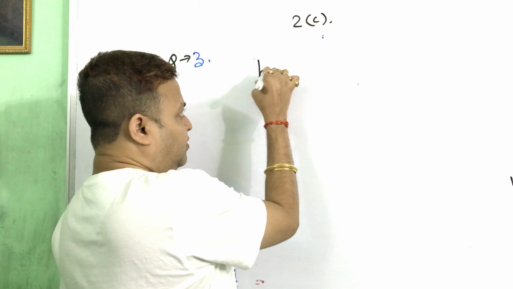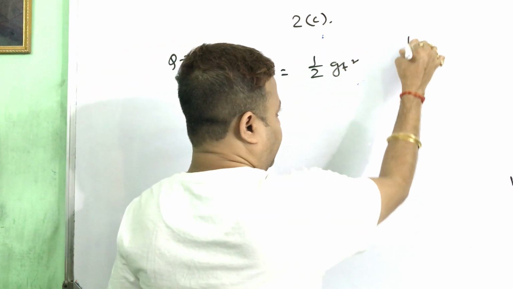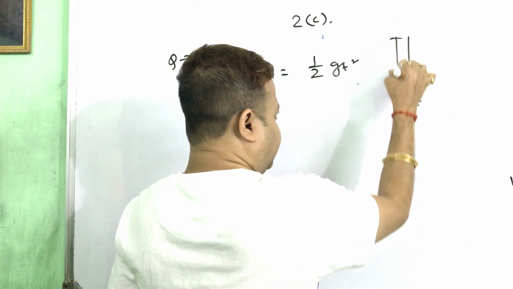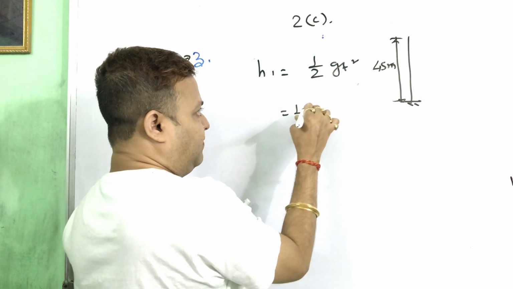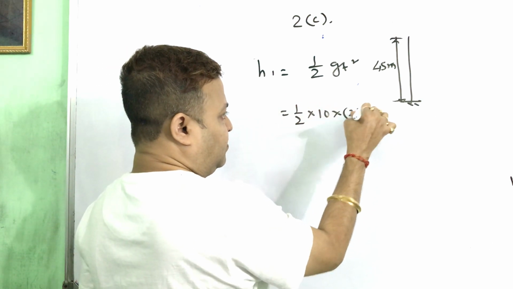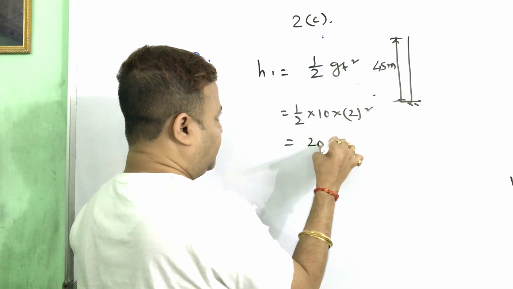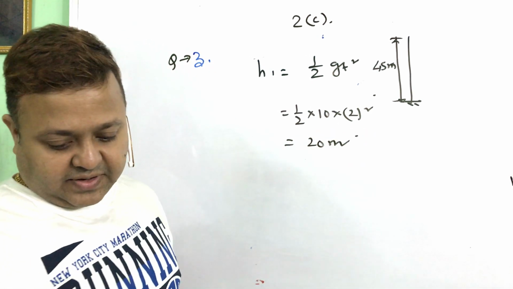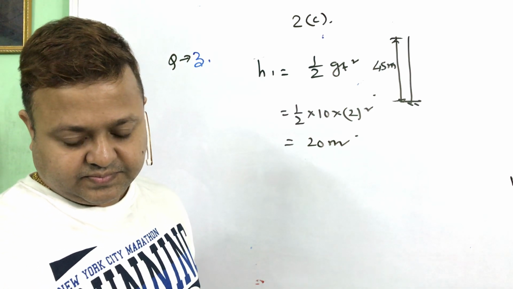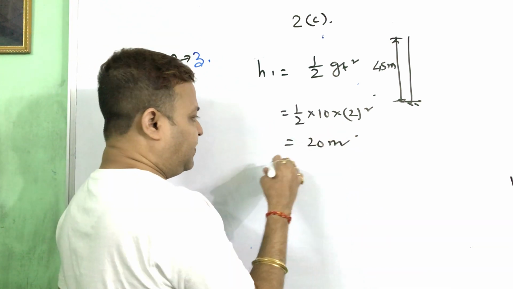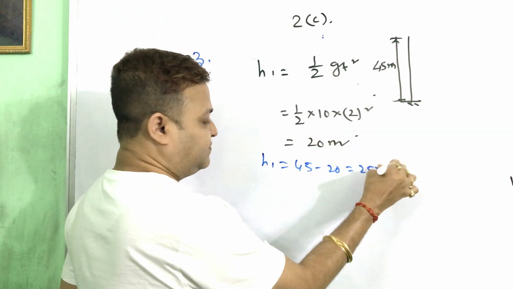Then at t equal to 2 second, the height covered by the ball from the top position, the total is 45 meter, is equal to half g into 2 square, that is 20 meter. So the height from the ground is 45 minus 20, that is 25 meter.